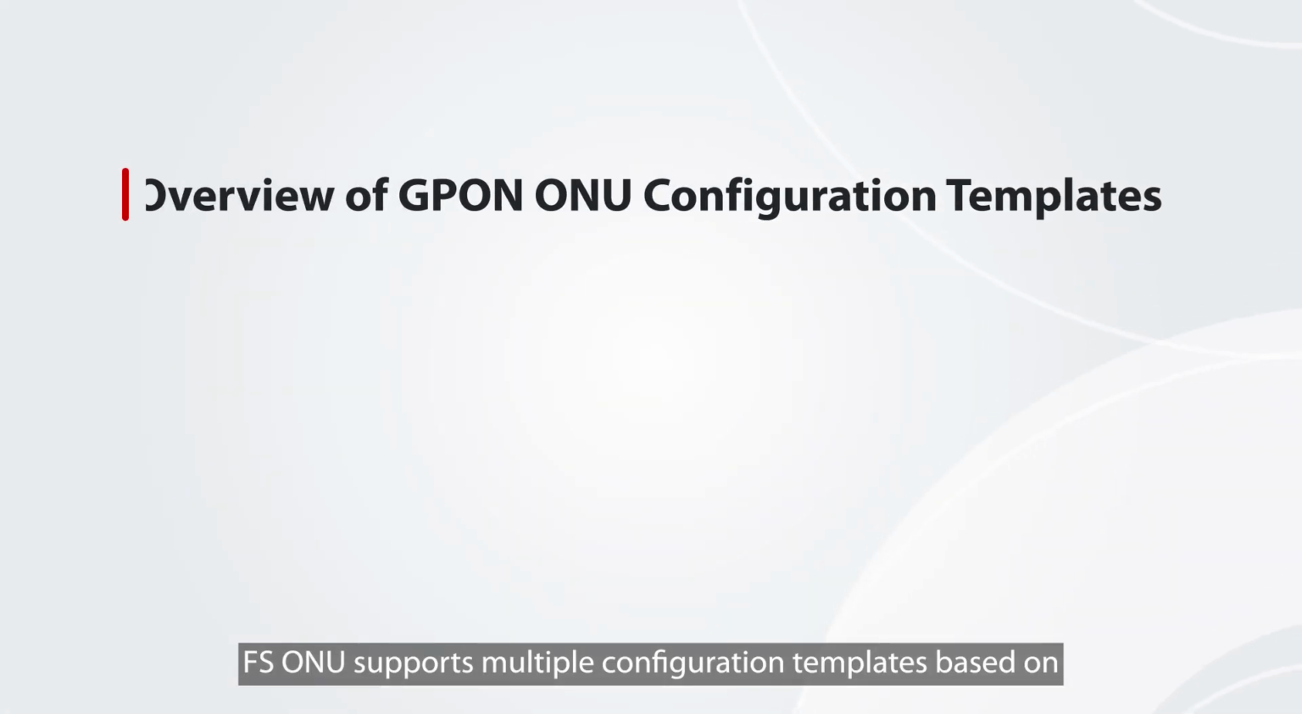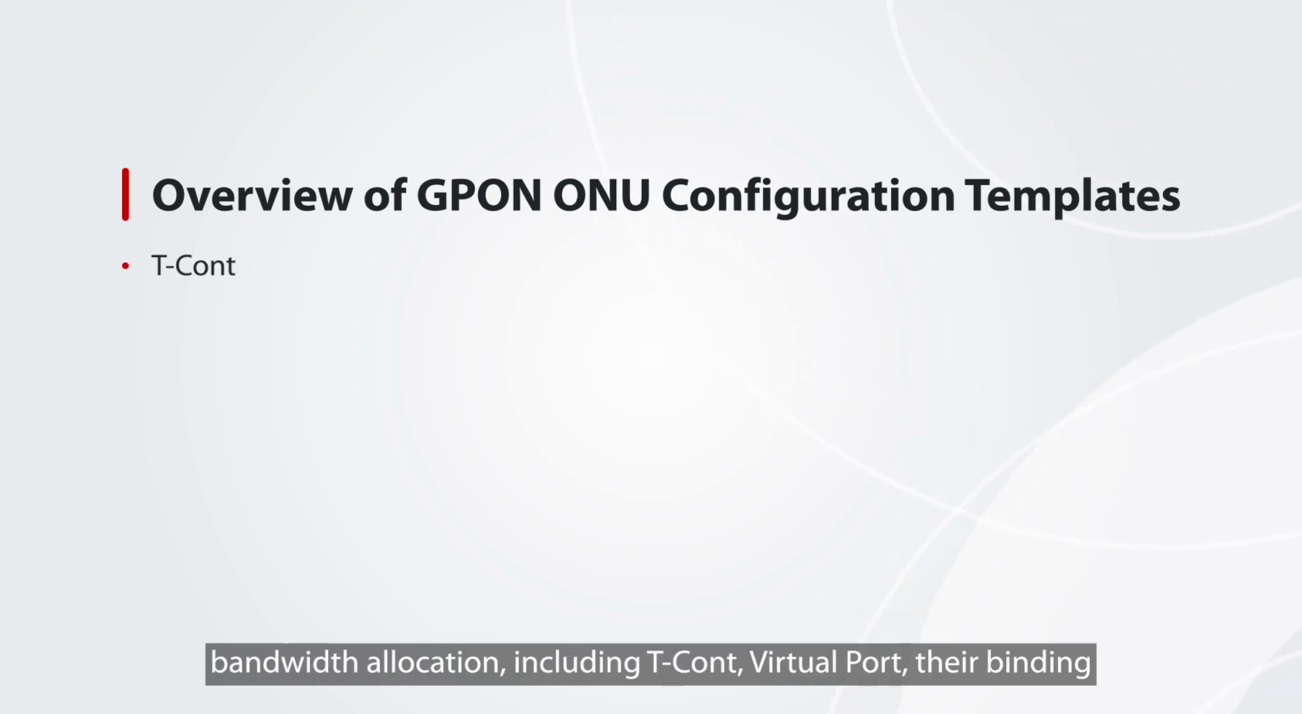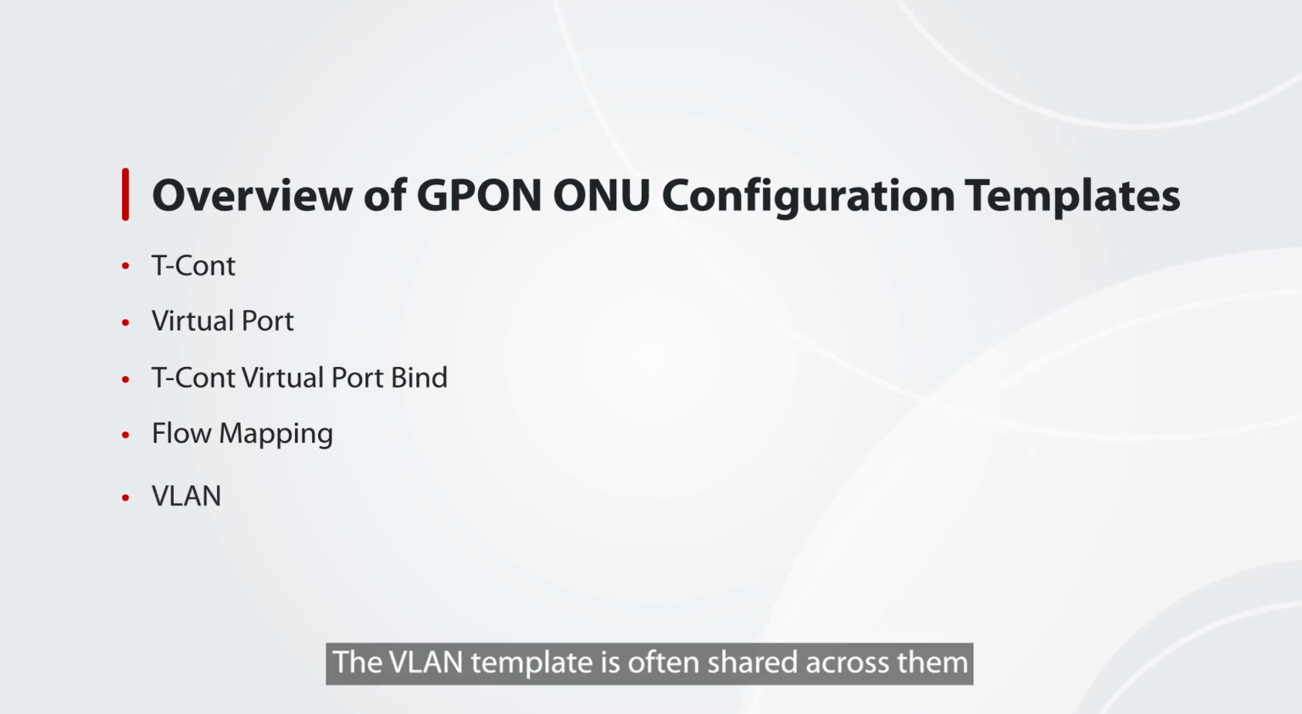FS ONU supports multiple configuration templates based on bandwidth allocation, including T-CONT, virtual port, their binding, and flow mapping. These are configured separately but closely related. The VLAN template is often shared across them.